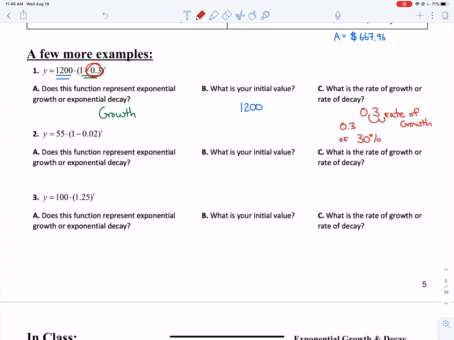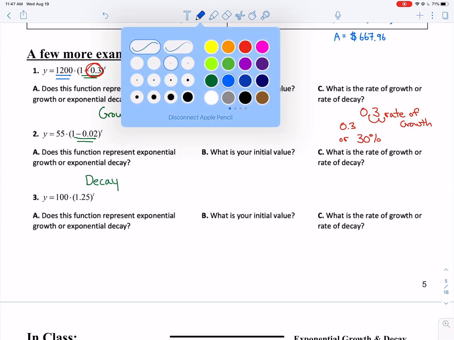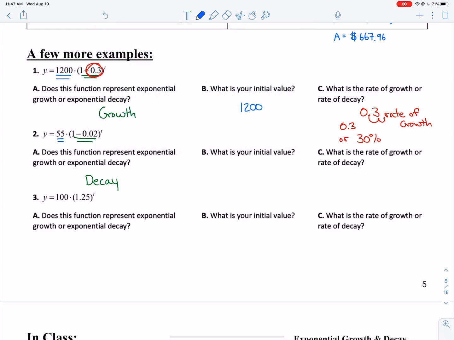Okay, so let's do 2 more of those for these notes. Does this function represent exponential growth or exponential decay for number 2? So we have y equals 55 times 1 minus 0.02 to the t power. So minus means this one is decay. What is your initial value? So remember, that's usually just sitting right out front of that parentheses. So that would be 55.